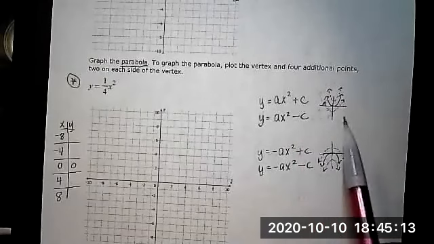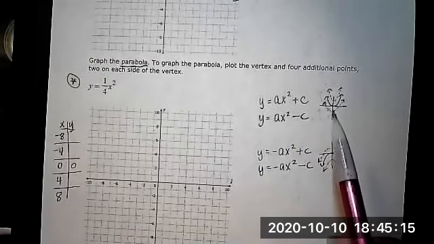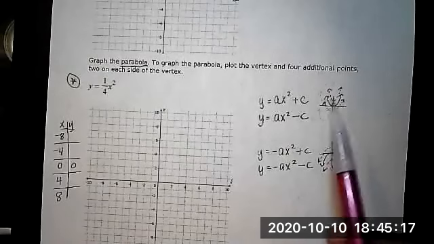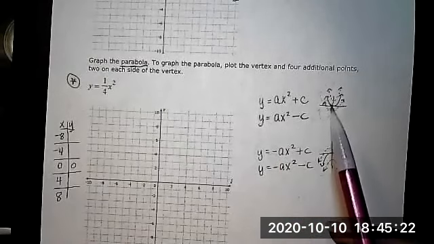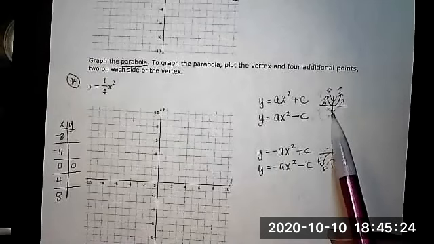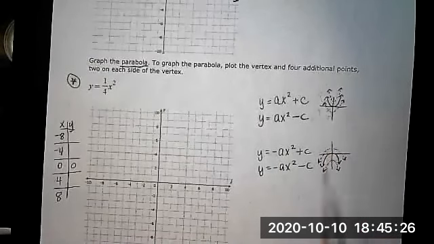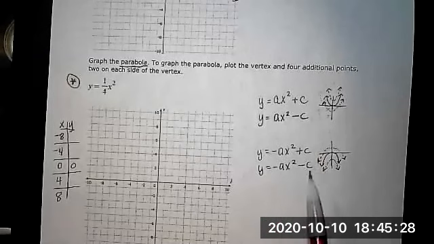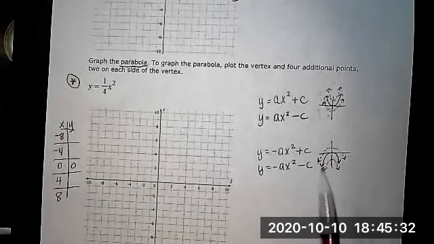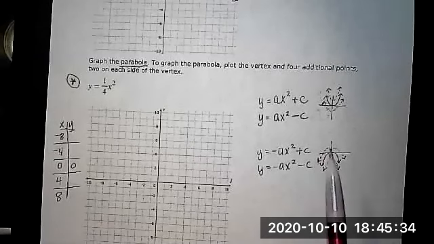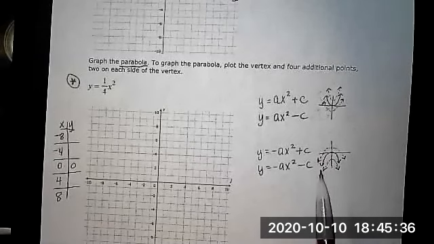Positive C over here means that it's going to look like a happy face, but it's going to move up. And then negative C means that it's going to look like a happy face, but it's just going to move down on that line. Here with a negative in the front, same thing with a positive C, it's going to be a down face, but it's going to move up on that line. And then here, it's going to move down on that line.